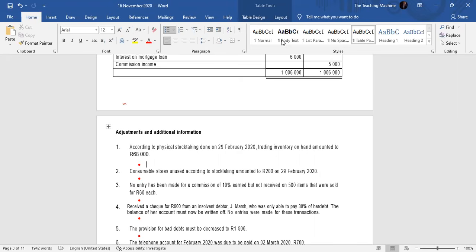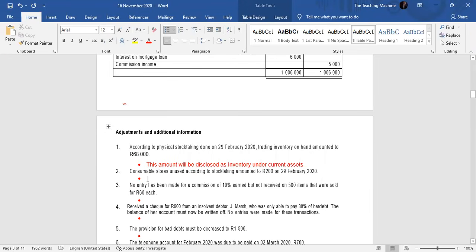Okay, so I'm going to say here, this amount will be disclosed as inventory under current assets.